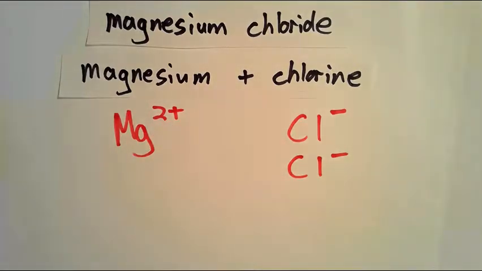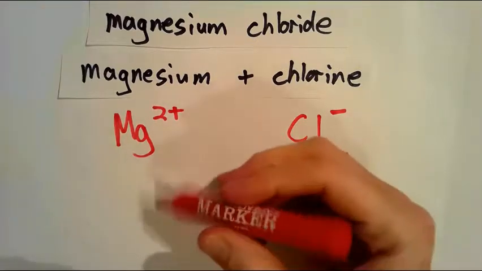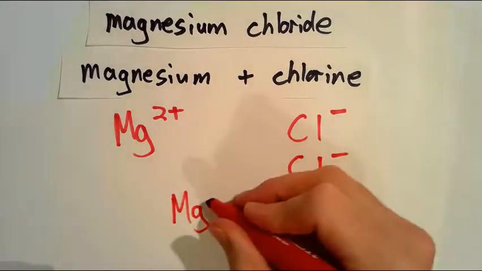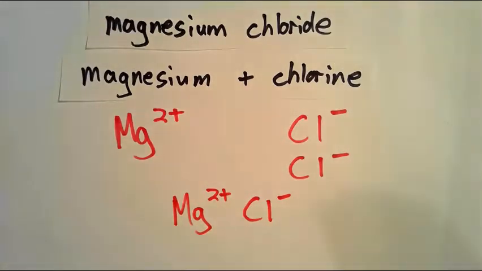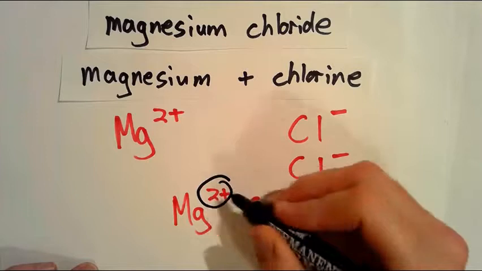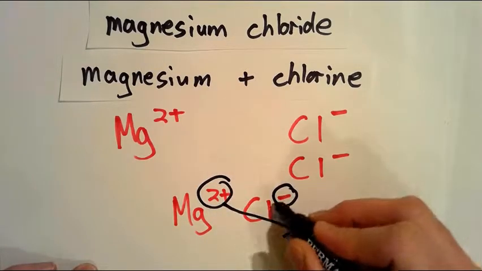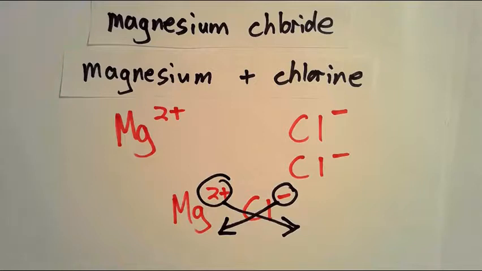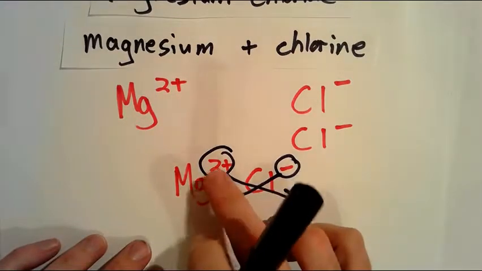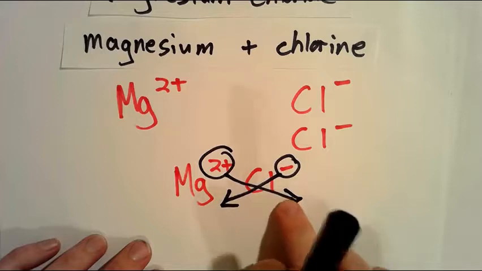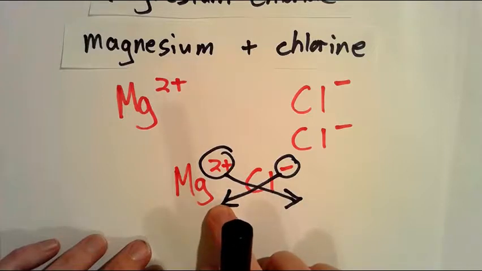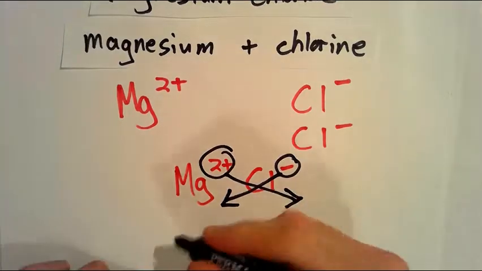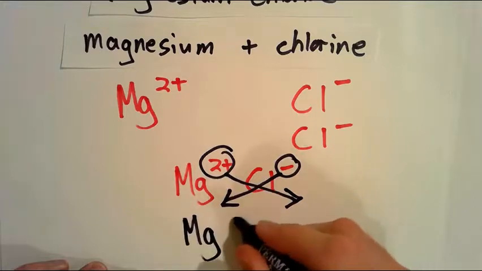Another way to show that is by doing what I call the crisscross method. You can take magnesium 2 plus and Cl minus, and now circle their oxidation states and crisscross. When I do that, the positive 2 charge will now come down here and be a subscript. The negative 1 charge will now come down here and be a subscript. We'll drop the signs so that we get MgCl2.